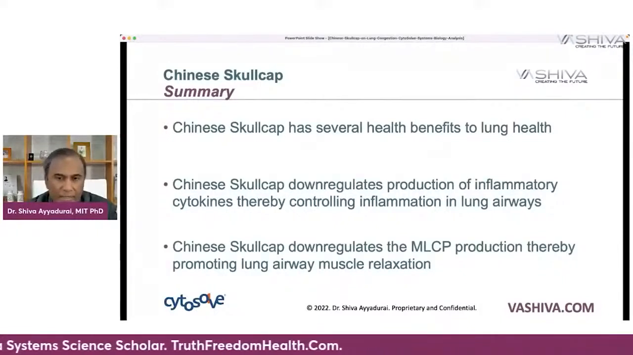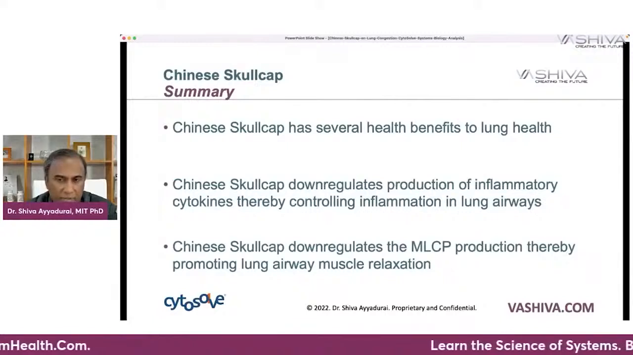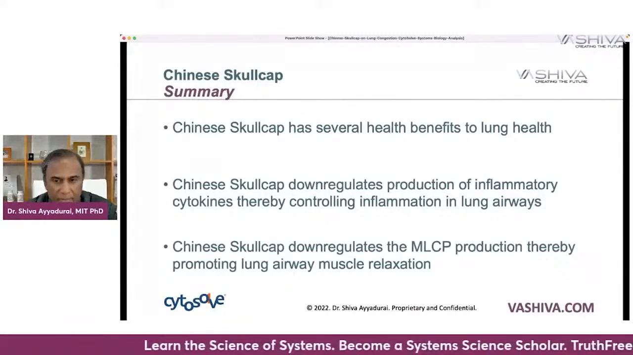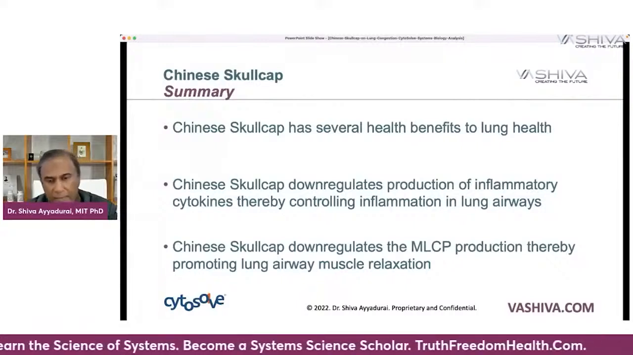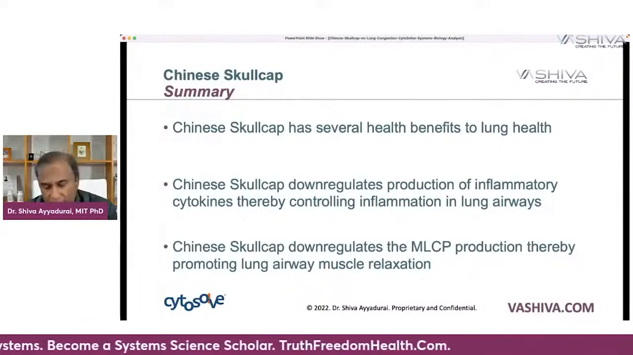It downregulates inflammatory cytokines, those four cytokines, thereby controlling inflammation in lung airways. But one of the most important things it does, it upregulates MLCP production, thereby promoting lung airway muscle relaxation. So that's really, really important to understand.